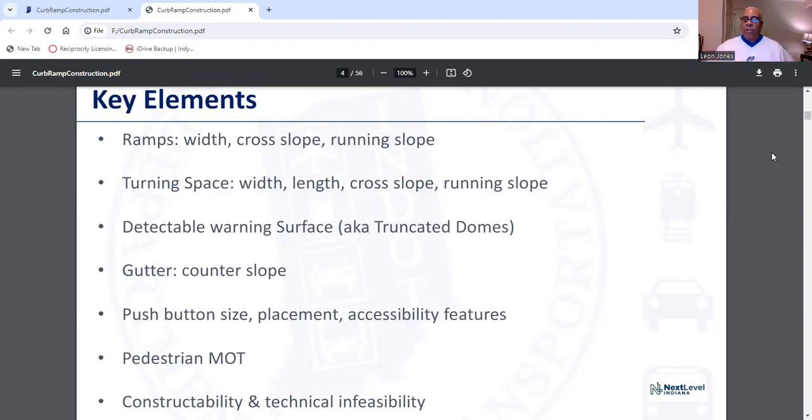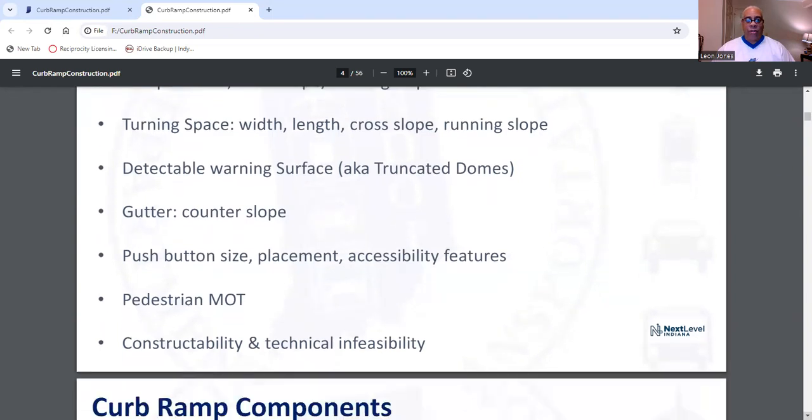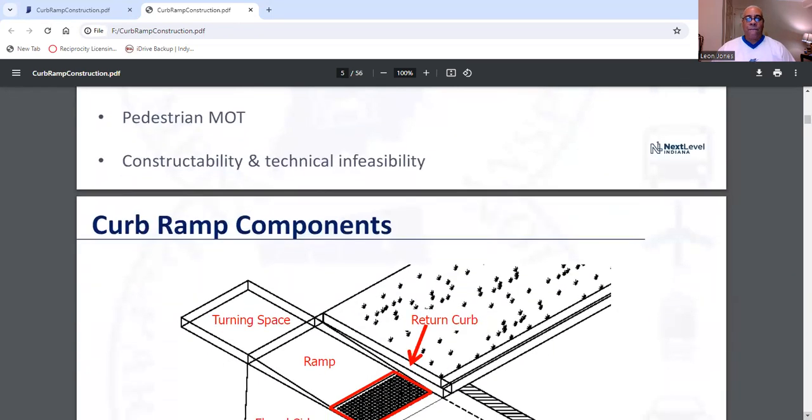Then the gutter. When you measure back, you go from the gutter. We used to call it the algebraic slope. Well, they call it the counter slope here. And you measure in the gutter. Then your push button size, your placement, accessibility features. Again, going back to the gutter, you have your counter slope. Then you also have your construction and technical infeasibility.